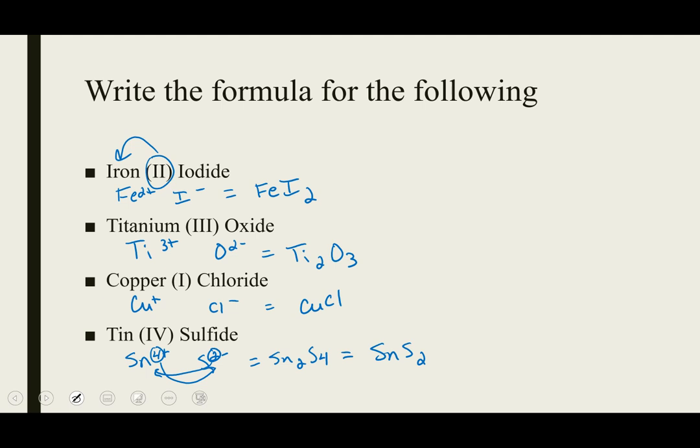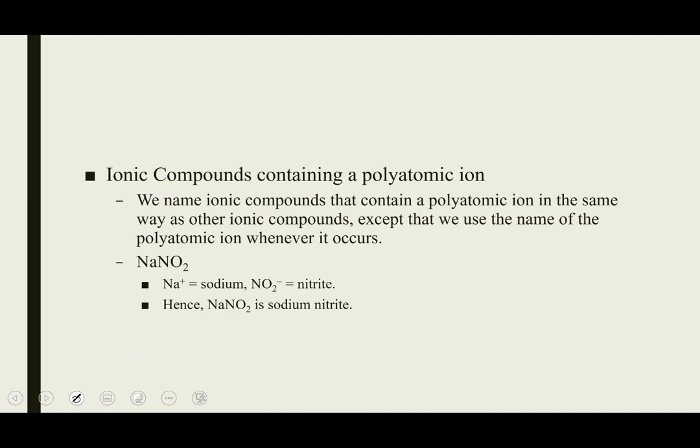Last little quick thing is writing these formulas when I have polyatomic ions. Polyatomic ions act just like monatomic ions. So that nitrite ion acts just like any other ion that always has a -1 charge. So I'm back to doing what I've been doing. You name the cation, you name the anion. It just happens, in this case, the cation's name is sodium. The anion's name is nitrite. So NaNO2 is sodium nitrite.